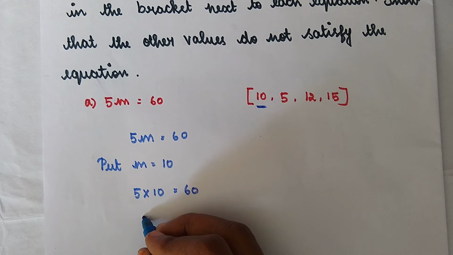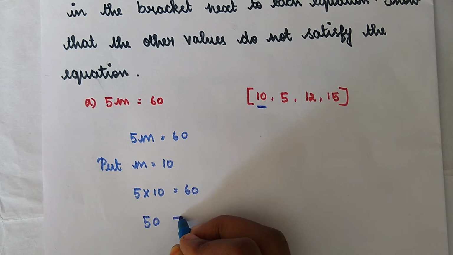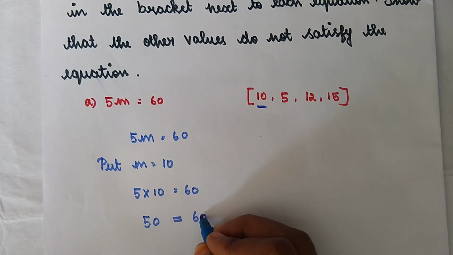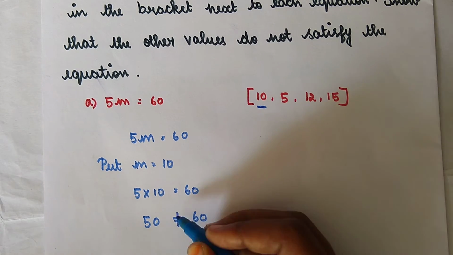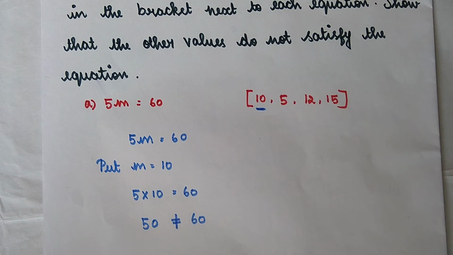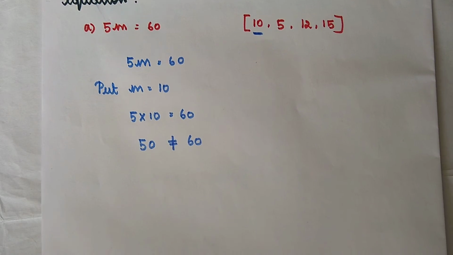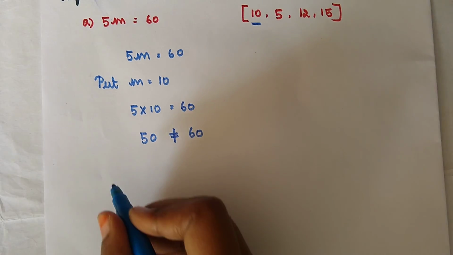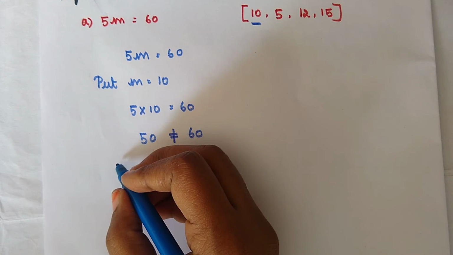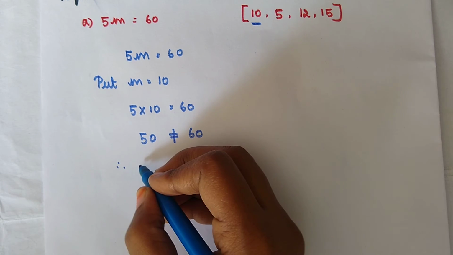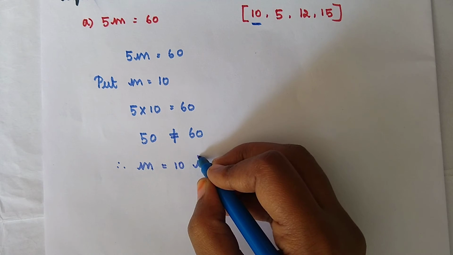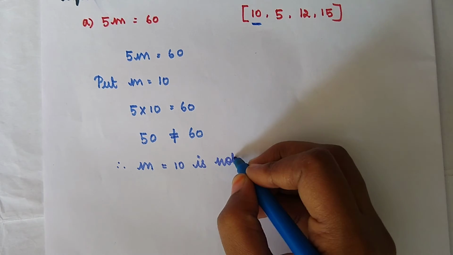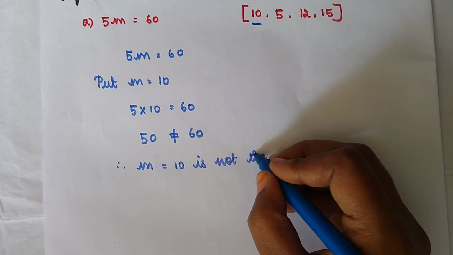5 tens are 50, equal to 60. Are these two values the same? No, it is different. So 50 is not equal to 60. So it's not satisfied. We can write, therefore, m equal to 10 is not the solution.